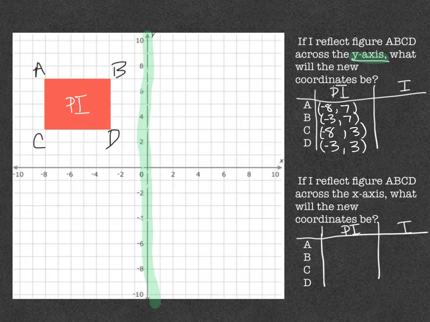So, how far away is D? 1, 2, 3. It's 3 away. So 1, 2, 3 over here. So we have to make sure we label that to show that it's our copy. Okay. So now we can also do B. 1, 2, 3 away from the line. Okay, and there's our B1.